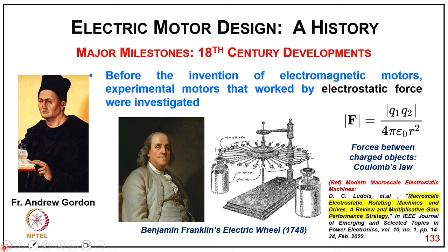Another concept came from Andrew Gordon and Benjamin Franklin. Before the invention of electromagnetic motors, experimental motors that worked by electrostatic force were investigated, typically defined as electric force F equals Q1 Q2 upon 4 pi epsilon r squared, as a typical example shown in the photograph. The basic concept of this machine is published in recent papers on electrostatic rotating machines. Some people are still working on electrostatic machines in addition to electromagnetic machines.